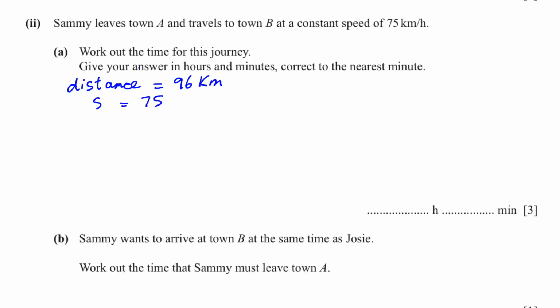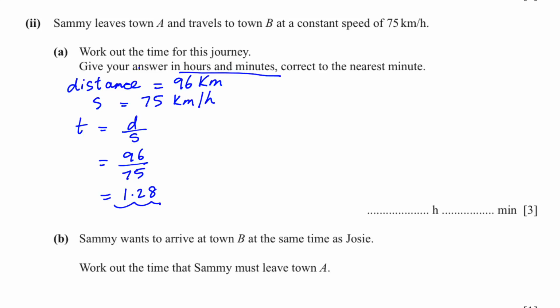Speed is 75 kilometers per hour. Time is equal to distance over speed. So 96 divided by 75 will give you 1.28. But this is not in the form of hours and minutes, correct to the nearest minute. We'll have to change it. This is hours. Now to change it into hours and minutes, multiply the 0.28. So we have 1 hour and 0.28 hours. To change from hours to minutes, we multiply by 60.